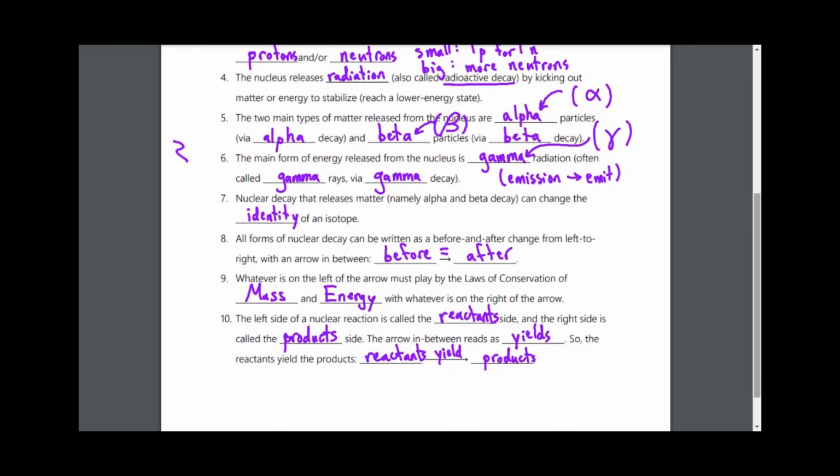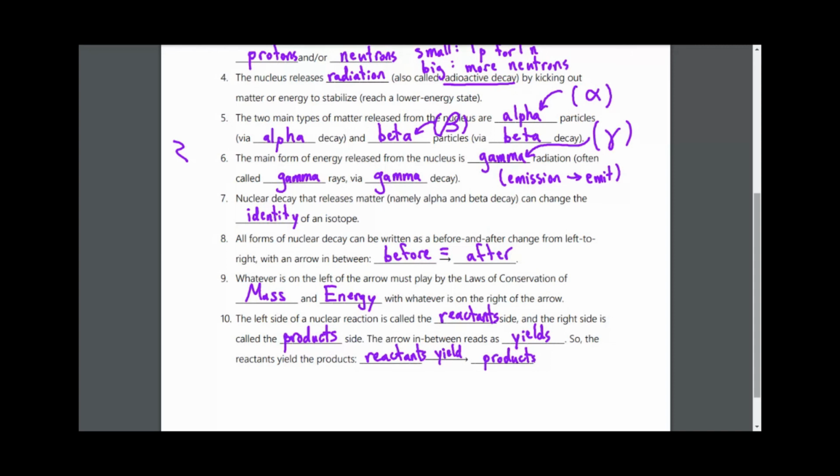if we end up kicking out matter from the nucleus, like through alpha decay or beta decay, okay, that matter in the nucleus kind of gives us the identity of the isotope, of the element. So if we're changing the number of neutrons and protons, we're changing the mass number and the atomic number of the element, of the isotope.